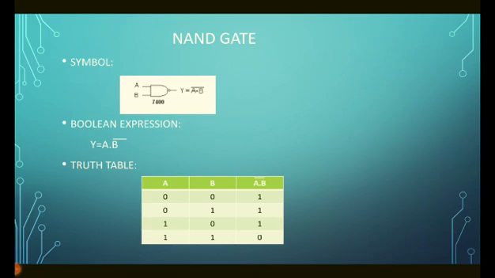Truth table. Here we have 2 inputs and 1 output. When we give both the inputs as 0, the output is 1. When we give one input as 0 and another input as 1, the output is 1. When we give one input as 1 and another input as 0, the output is 1. When we give both the inputs as 1, the output is 0.